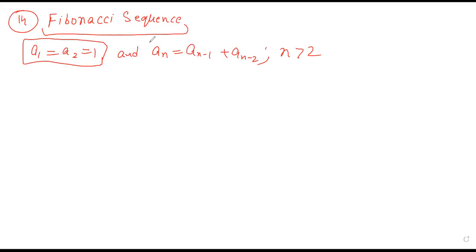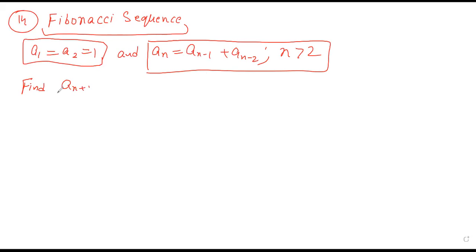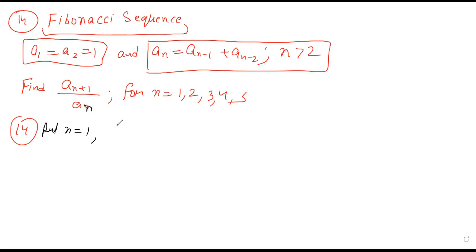Okay, so they have asked us to find, this is given. So find AN plus 1 divided by AN for N equal to 1, 2, 3, 4, 5. This is the question. So what we have to find? Put N equal to 1. So what are we finding? A1 plus 1 and A1, so that is A2 upon A1. What is A2? A2 is 1, A1 is 1. So we are getting 1.